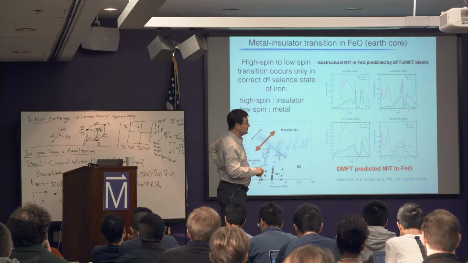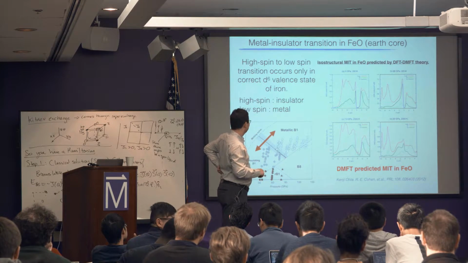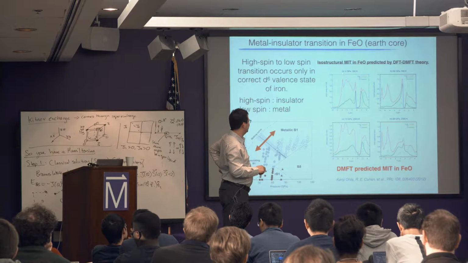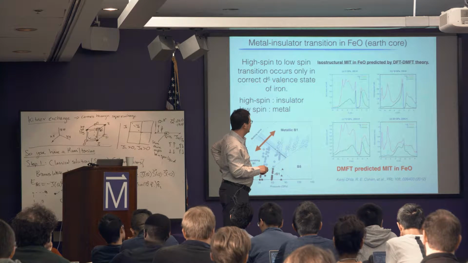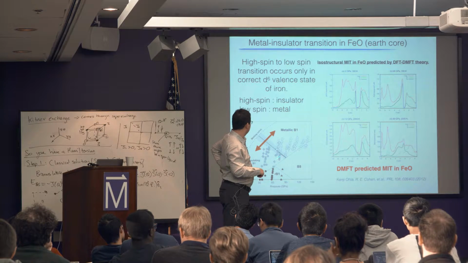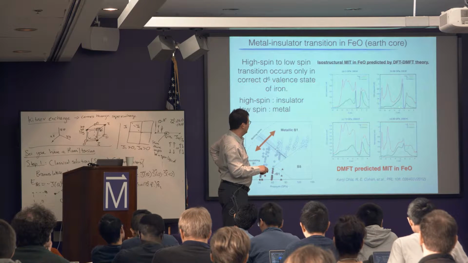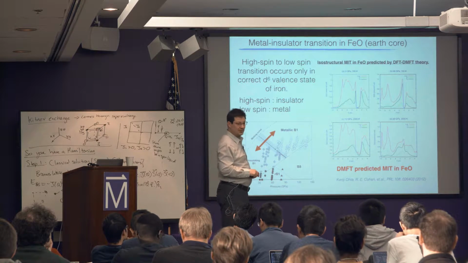Mantle, thank you. So you see here the spectral function. It has a gap if you're at 0 gigapascal and 300 Kelvin. And if you're at high pressure but low temperature, you still have a gap. But if you are at high temperature and high pressure, then the gap collapses.